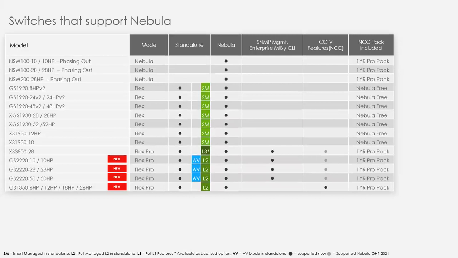On the switch side of things, any of our GS1920 V2s support Nebula Flex. Our XGS1930 series, our XS1930 series, XS3800 series, GS2220 series, and the GS13 series, these all support Nebula management.